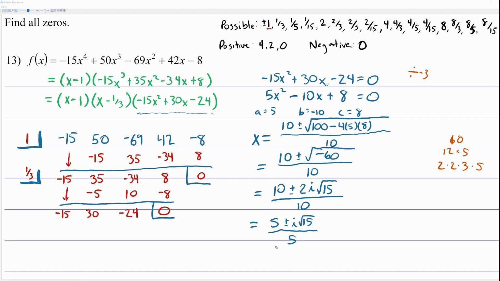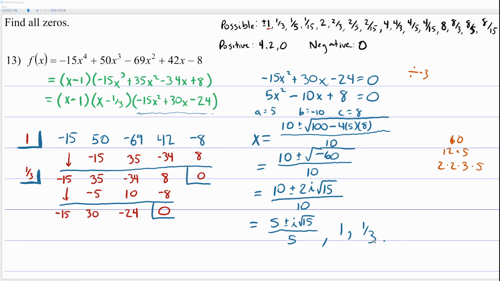So this is 2 of our zeros. They're complex numbers, but they can still be zeros. If you were to take 5 plus i root 15 over 5 and you were to plug it into that original function and take several hours working that out, you would get 0 as the function value. So here are 2 of our zeros. And remember, the other 2 that we found were 1 and 1/3. So there you have it. That 4th degree polynomial had 4 zeros, and that pattern will always be the case.